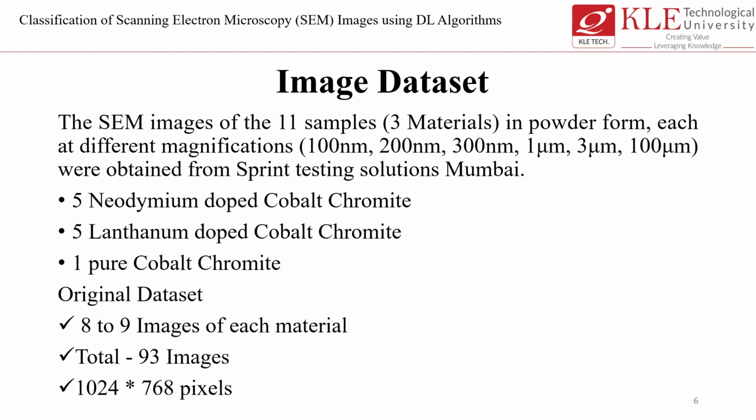As I already mentioned, based on the kind and concentration of doping present in the sample, the images are divided into 3 groups. One is neodymium doped, another is lanthanum doped, and the other is pure cobalt chromite. Our original data set includes 93 images, taken at different magnifications.